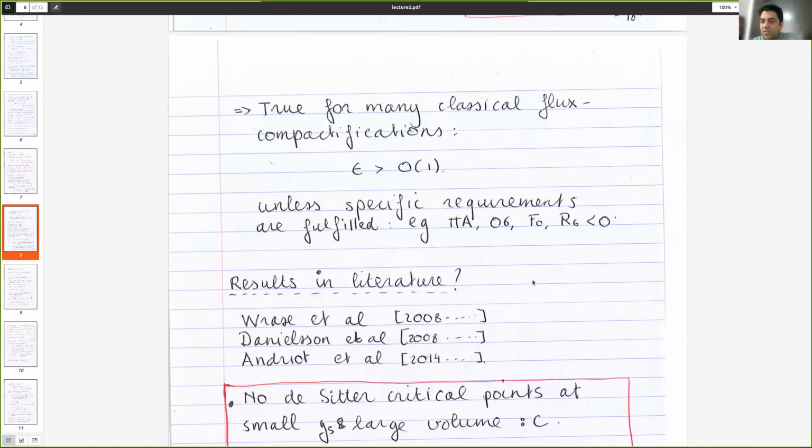Any other question? May I ask a question? Yeah, sure. Excuse me. Are there criteria or rules to select the brane setup for doing this story of flux compactification? It's a very good question.